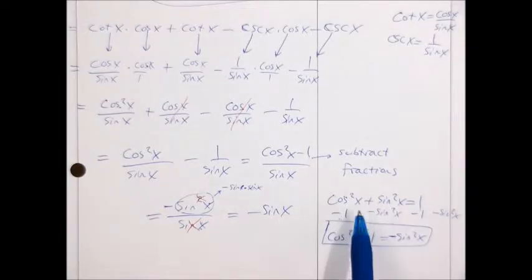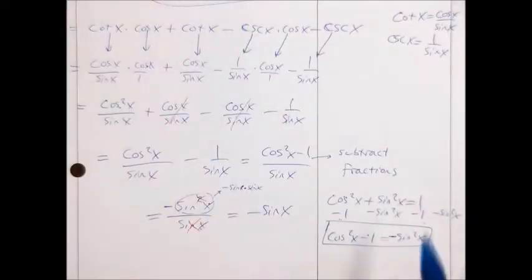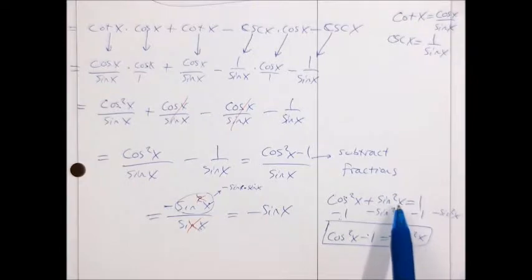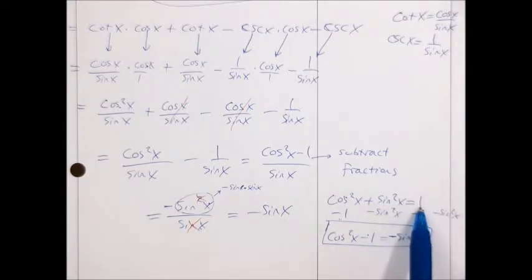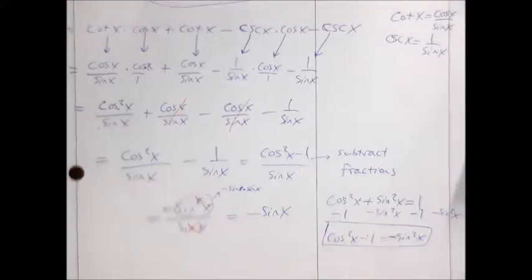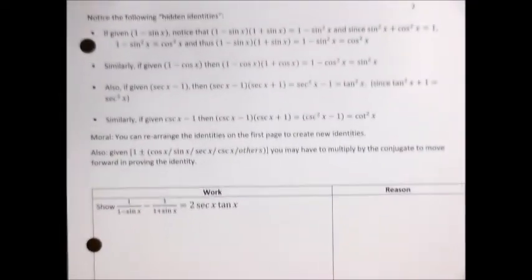So I would call this sort of a hidden identity. And I'm calling it that because on the next page, I'm going to introduce you to some other hidden identities. This is a hidden identity because it takes something we know, which is sine squared plus cosine squared equals 1, and rearranges it into some other form that's also true. I'm just going to show you a couple other hidden identities, quote unquote, on the next page that can be useful in certain situations, and we'll see them be useful in the next couple examples.